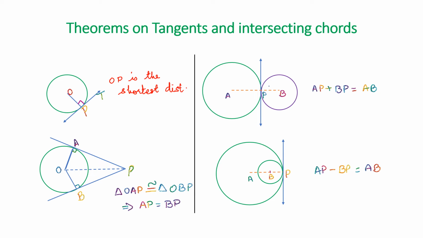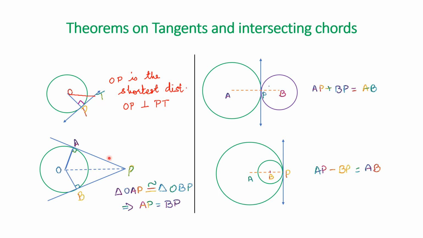Meaning if I draw like this, it is not going to be the shortest distance because this is not going to be the perpendicular distance. So OP, the perpendicular distance over here, OP is perpendicular to PT. Remember, we are talking about at the point of contact. So the distance between the center of the circle to the point of contact is going to be the shortest distance. Now suppose that you have two chords like this, two tangents like this, sorry.